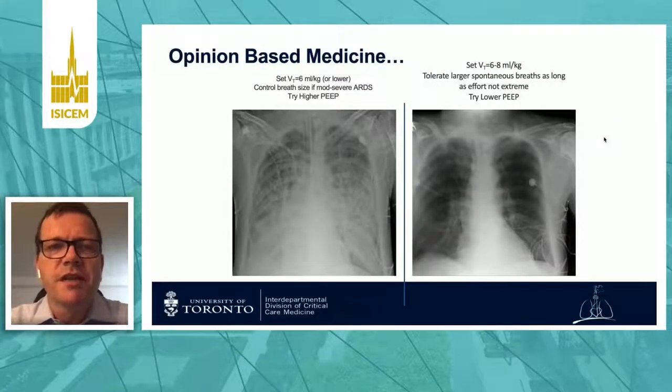My opinion-based medicine on this is that when the X-ray looks like this and the ARDS is severe, then you really need to control breath sizes using sedation and paralysis if necessary, often with higher PEEP in this setting. But when the chest X-ray looks like this and there's lots of alveoli available to contribute to ventilation, then you may tolerate larger spontaneous breaths as long as the efforts are not too extreme. And similarly, you might tolerate tidal volumes up to the upper limit of what was used in the ARDS Network trial.